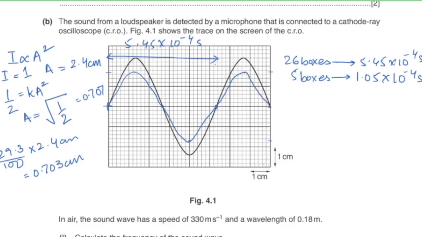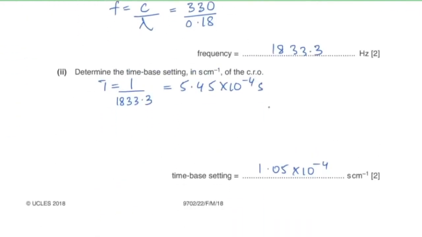So this kind of waveform will now form when your intensity has decreased by 2 and your amplitude will decrease by 29.3%, since they are directly proportional to each other.